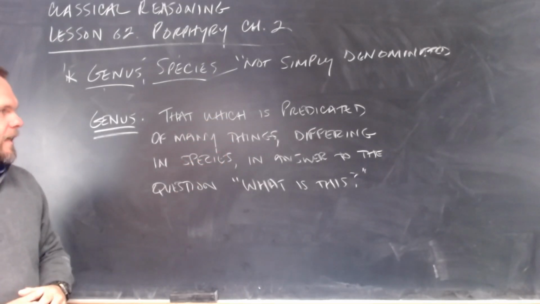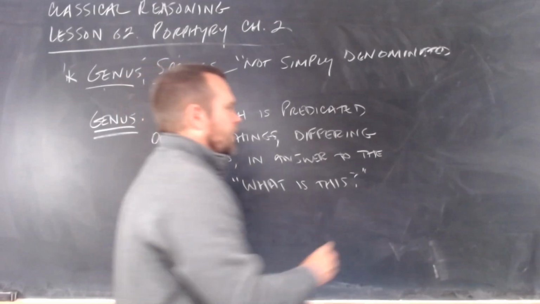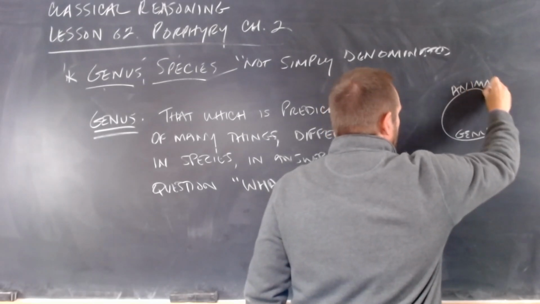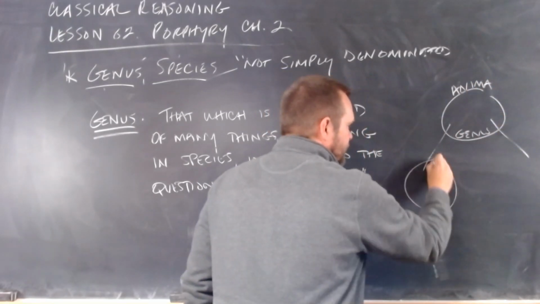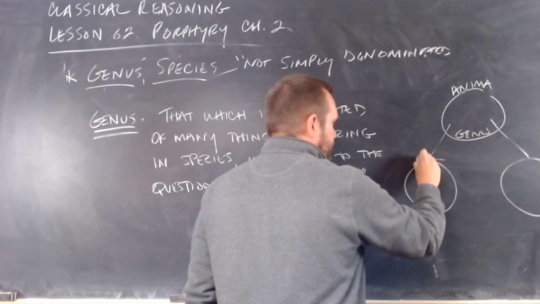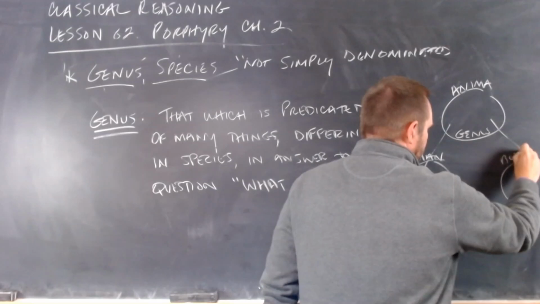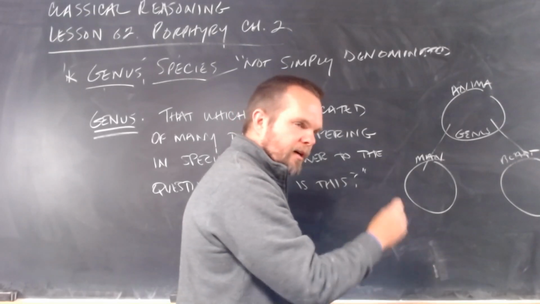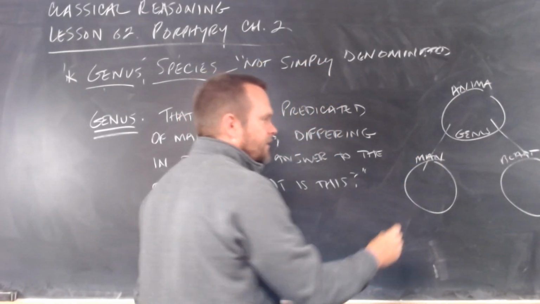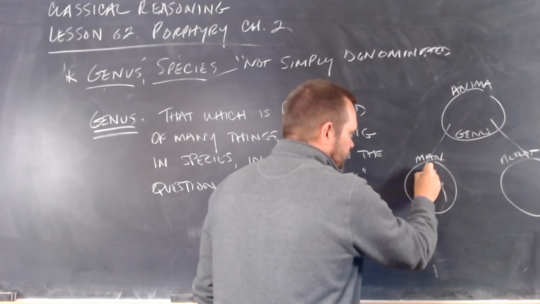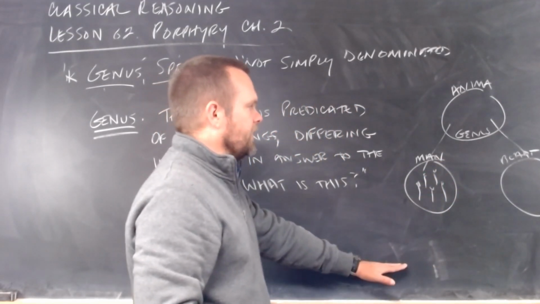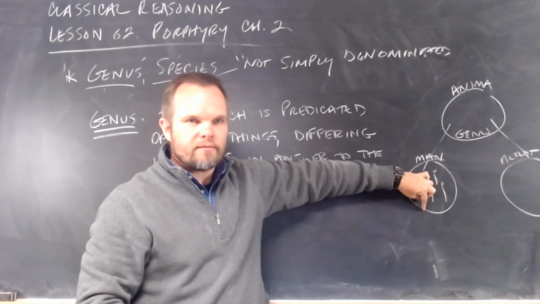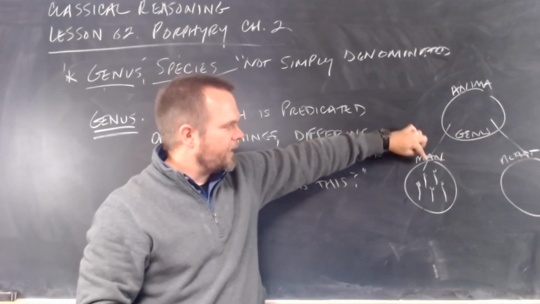Genus is that which is predicated of many things. Why is it predicated of many things? Because it's a class. Here's the genus, animal. It's a class that contains species. Here is man. Here is beast. Man does not divide into species. Follow me here. Man contains individuals. Man does not divide into species. Man is predicated of many things. Pay attention. You can understand this.